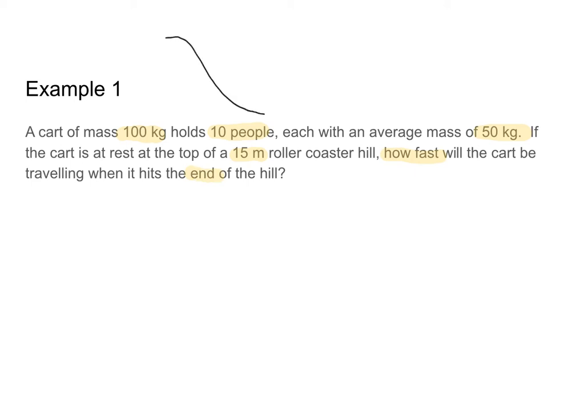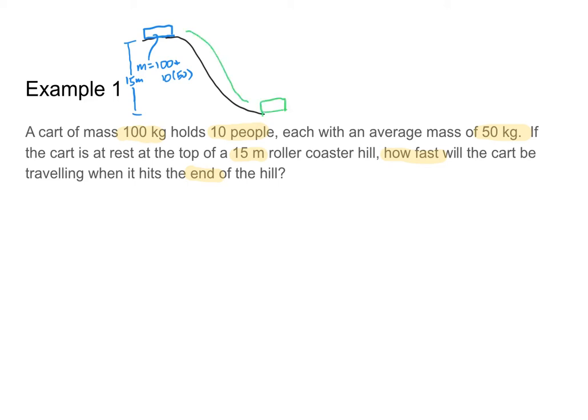Here is my roller coaster hill, and here is my cart with its 10 people. So that's going to have a mass of 100 plus 10 times 50, since that's the total mass of the cart and everything in it. And my cart is initially at a height of 15 meters. But then it's going to roll down the hill until it reaches the bottom.